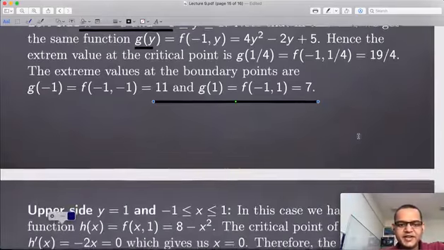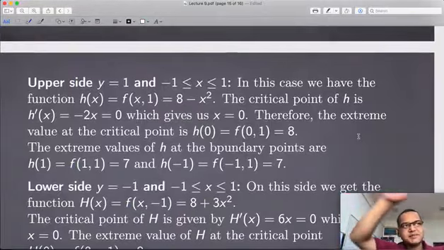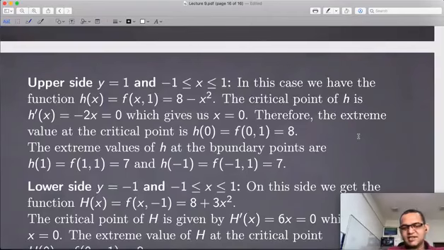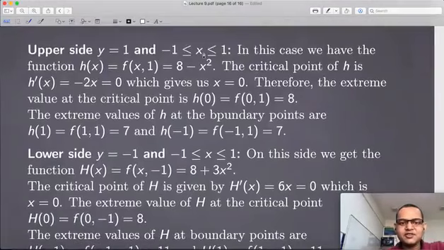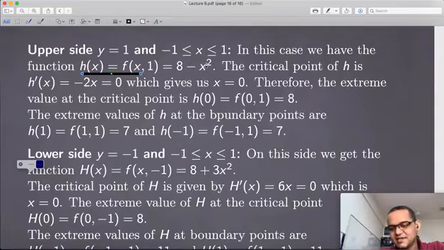Okay, now the remaining 2 sides, the upper side is y equal to 1 and the lower side is y equal to -1. Okay, so let us look at that. So if I set y equal to 1, I am going to get another function here, and that function is 8 minus x square. So in the expression of f, you set y equal to 1, so that is going to give you a function of x.